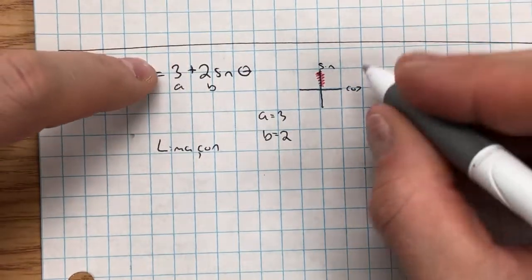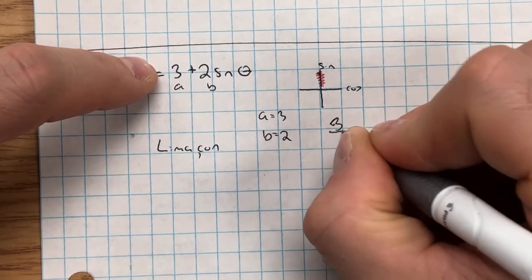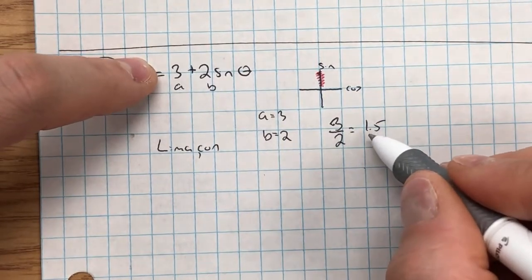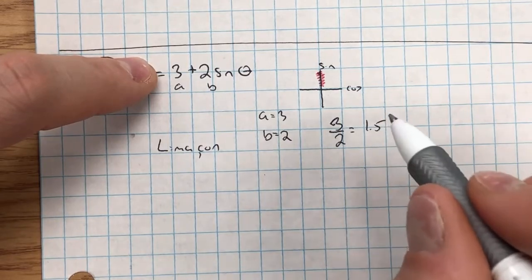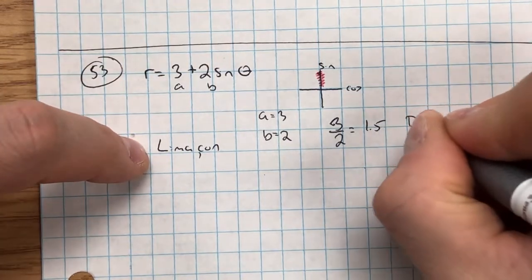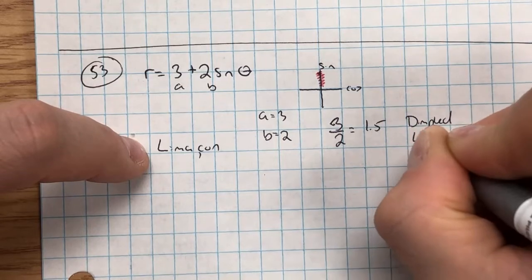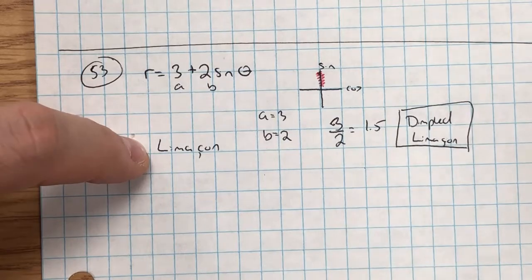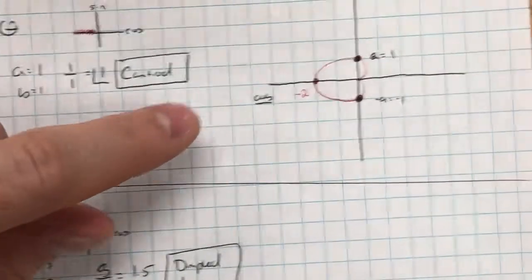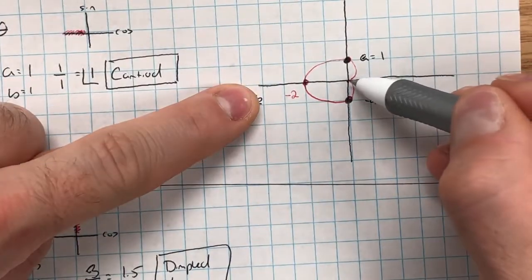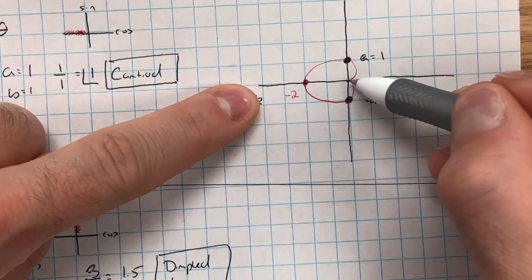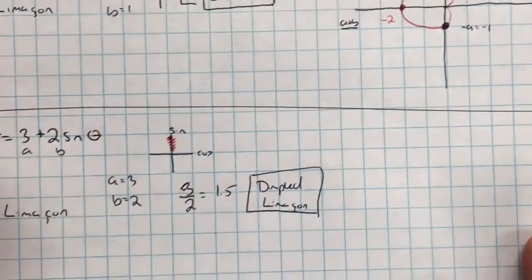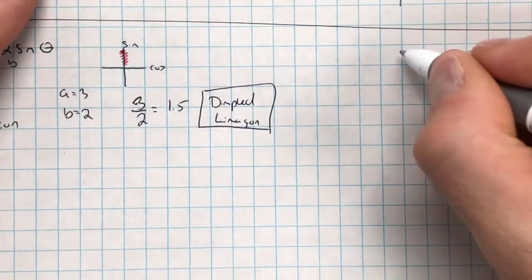The next thing I'm going to do is take A divided by B, which is 3 divided by 2. That's 1.5. This is greater than 1, but less than 2, so I know this is going to be a dimpled limaçon. Meaning our cardioid right here actually touches and has something of a loop. A dimpled limaçon is going to be out here, and it's just going to bounce somewhere out and about. So let's go ahead and set up our first graph.